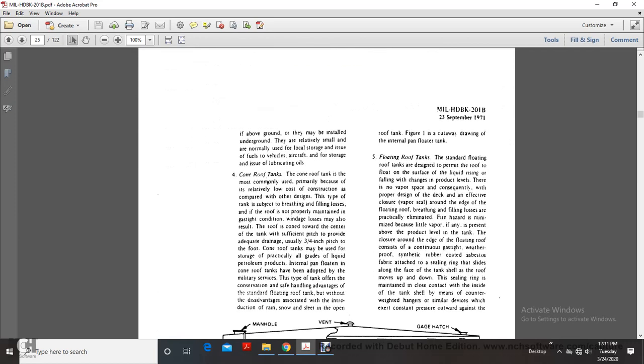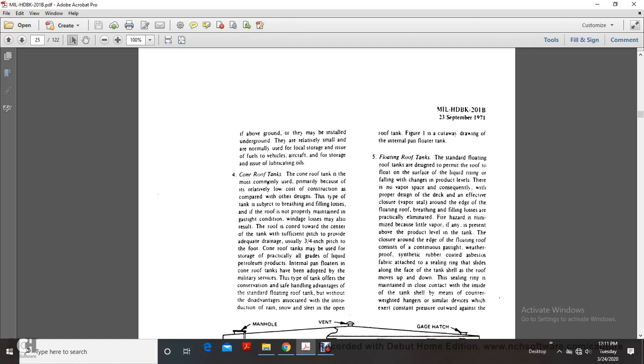Cone roof tanks. Cone roof tanks are the most common, primarily because of their low cost of construction compared with other design types of tanks. They are subject to breathing and filling losses if the roof is not properly maintained in a gas-tight condition. Windage losses may also be reduced by sloping the roof of the cone toward the center of the tank, with the pitch provided for adequate drainage, usually 3/4 of an inch pitch to the foot. The cone roof tanks may be used for storage.